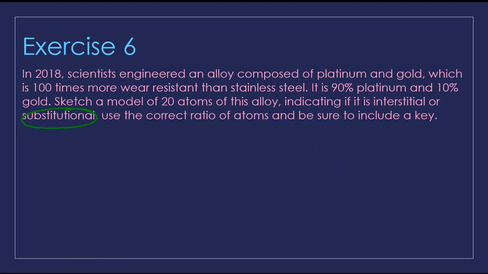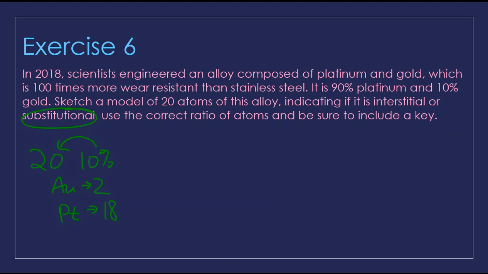Now, I have to draw 20 atoms, and 10% of them need to be gold. So, 10% of 20 means how many are going to be gold? Hold on, let me rewrite this. So we have 20, we need 10% of this to be gold, so that means 2 of them need to be drawn as gold. That means the other 18 need to be platinum. Very good.